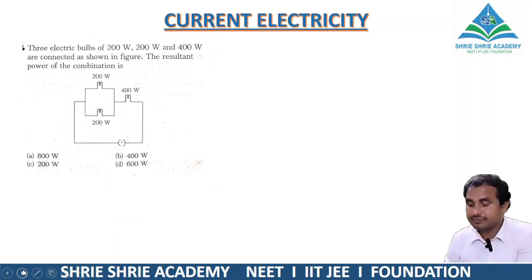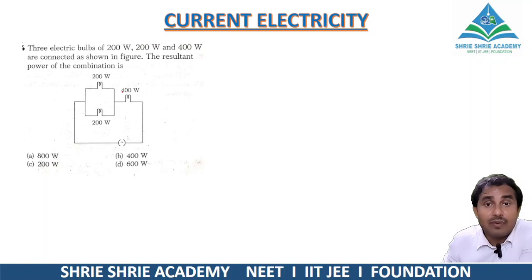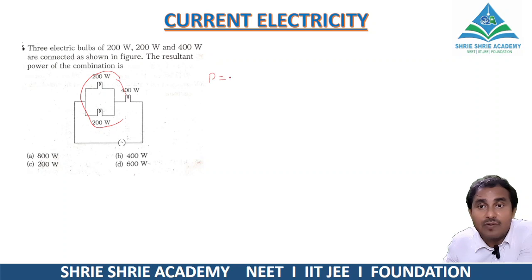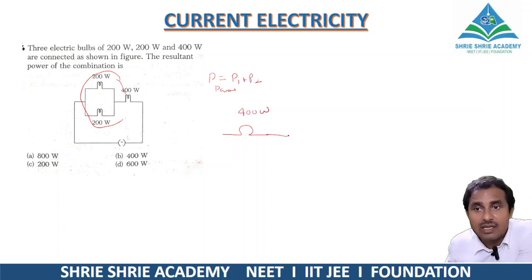Okay, let's see this one. We have to find out the total power. So these two are in parallel connection. In parallel connection, we write power as P equal to P1 plus P2. In parallel connection, 200 and 200. So first of all you will find out the effective power of that parallel connection, both bulbs. So 200 and 200 you will get in parallel connection as 400 watt. Okay, and another bulb is connected again, that is also 400 watt.